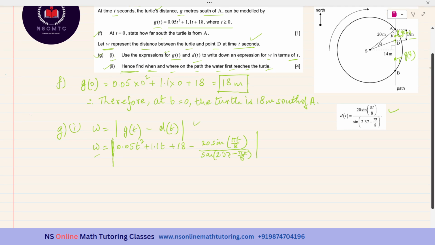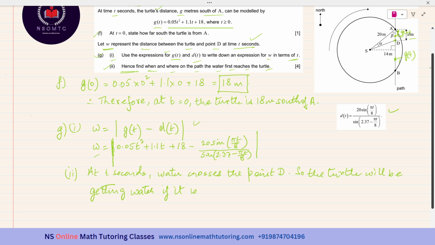Okay, so at t seconds, water crosses the point D. So the turtle will be getting water if it is at point D. Okay, so therefore, g of t is equal to d of t.